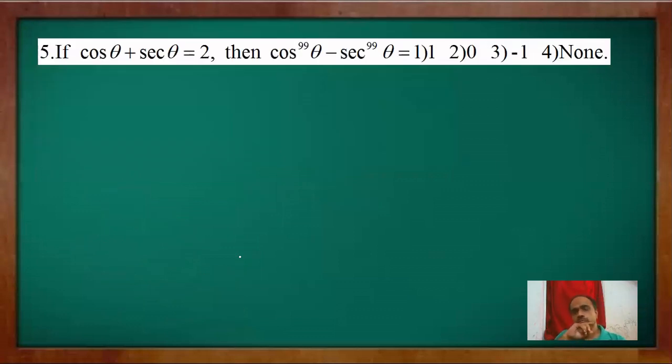Go to the next question. Question number 5. If cos theta plus sec theta is equal to 2, cos theta to the power 99 minus sin theta to the power 99. What is the value of this? Quick, come on. We will answer this question. Question number 5. Quick. Write your answer in the chat box.